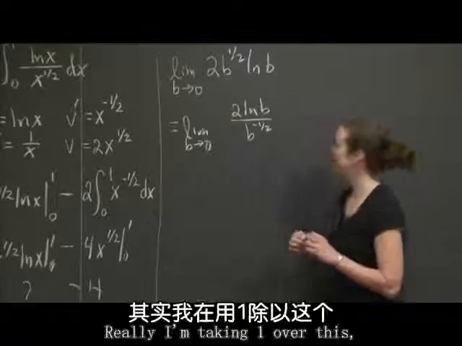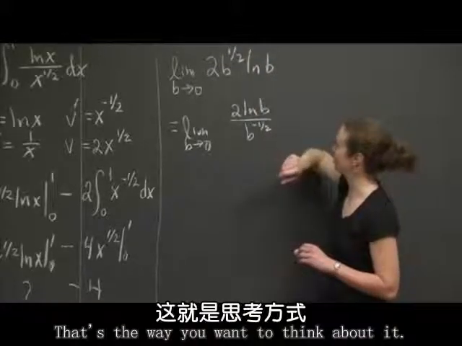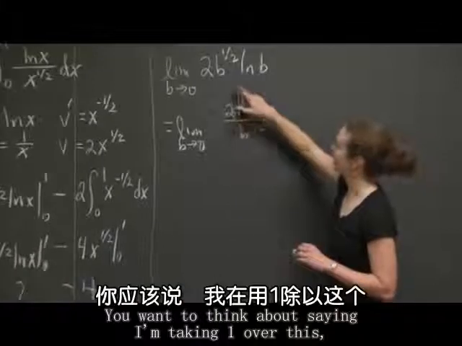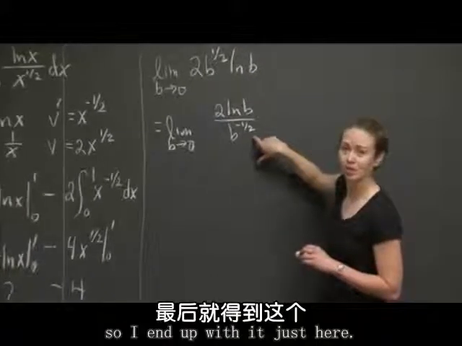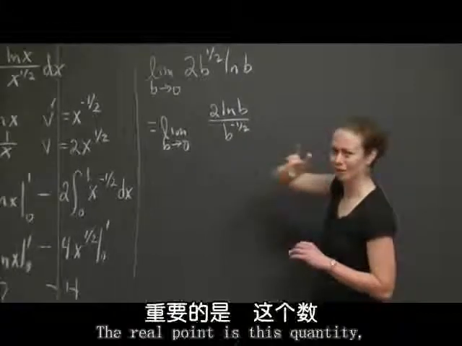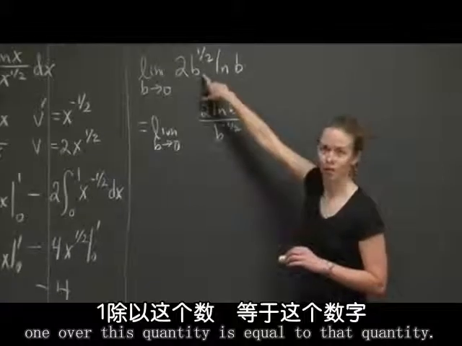Really, I'm taking 1 over this, and then I'm dividing by it somehow. That's the way you want to think about it. You want to think about saying, I'm taking 1 over this, and I'm taking it in the numerator and the denominator, so I end up with it just here. That might have been confusing. The real point is, 1 over this quantity is equal to that quantity.